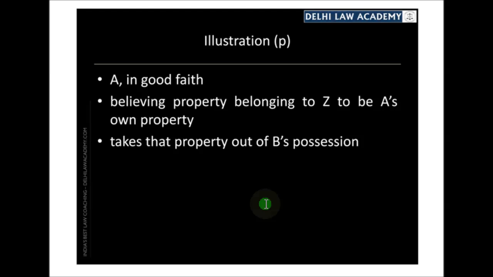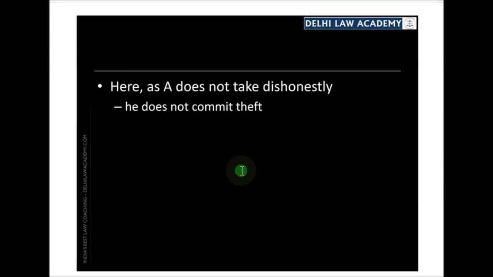A in good faith, believing property belonging to Z to be A's own property, takes that property out of B's possession. Now A has taken this property considering it or believing it to be his own property. Therefore, there is no dishonesty involved in it because he thinks the property to be his own, and therefore the answer will be that it does not amount to theft. The IPC also gives the same answer. The answer as given there is this. Here, as A does not take dishonestly, he does not commit theft.